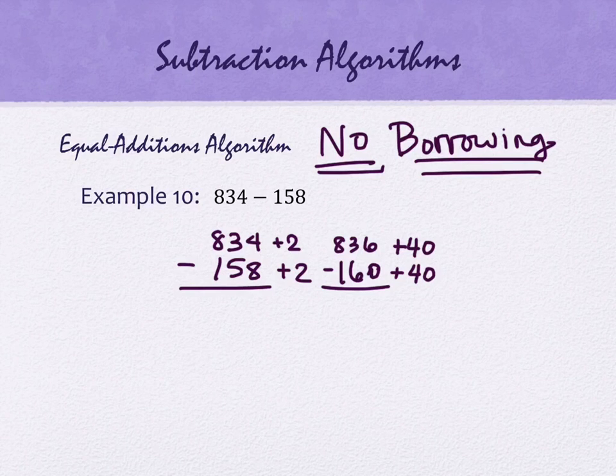So what happens when I take 836 and I add 40? I get 876. And what happens when I add 160 to the 40? You get the 200. And I can now subtract without borrowing. What is 876 minus 200? 676. And that would be my answer. Okay, the whole goal is to avoid borrowing.